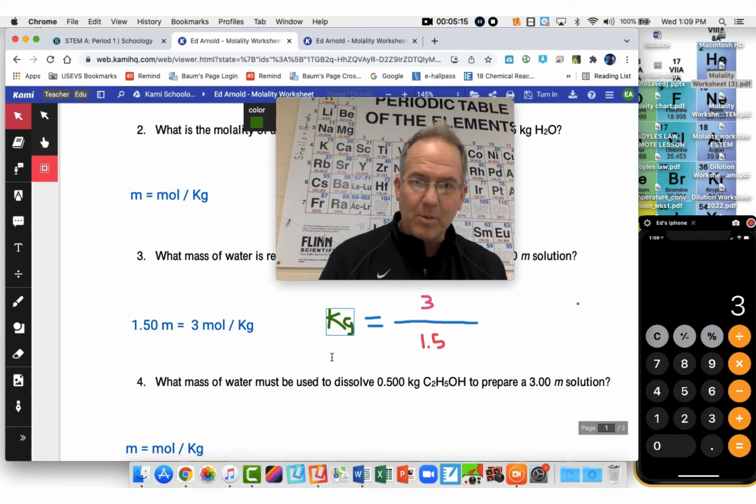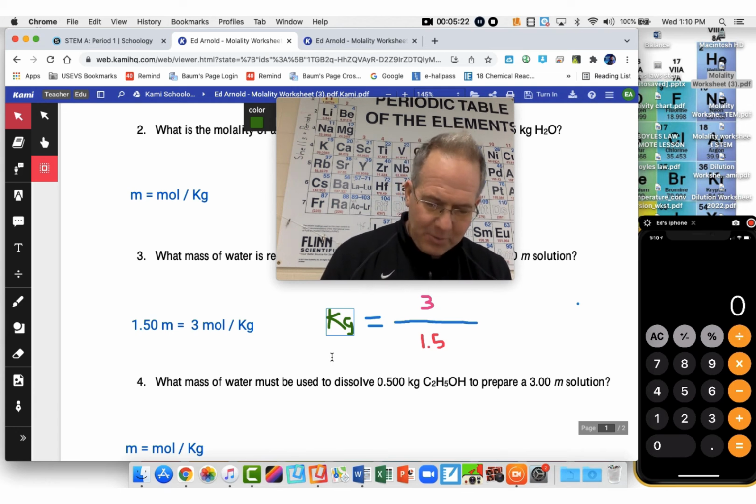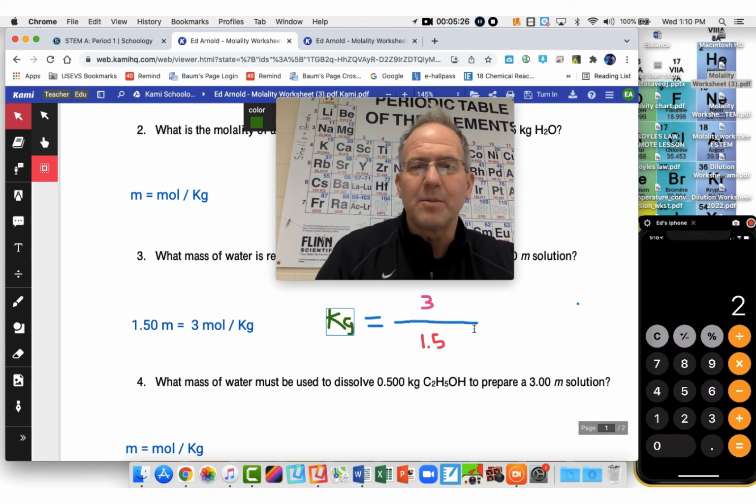So calculator-wise, 3's already in there. 3 divided by 1.5 equals 2. And so you end up with 2 kilograms.